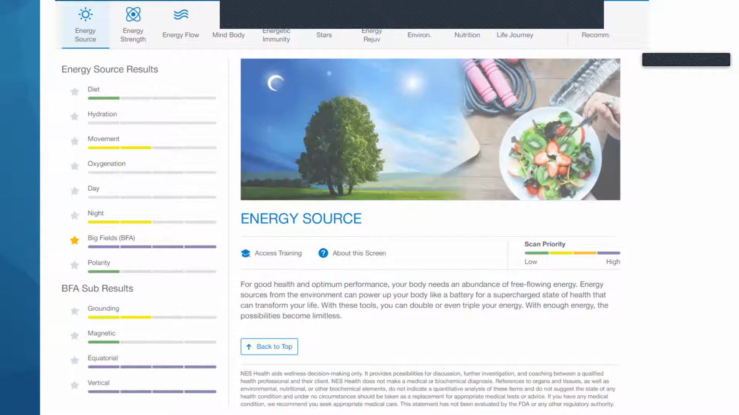So the energy source screen is always an interesting one, because I think that this is where you can really start to build that relationship with the client and get them to understand, if you've got areas coming up with day and night, obviously looking at these circadian rhythms, get quite excited when you see BFA coming up, because that's a really great nutraceutical to start working and bring people back into balance.